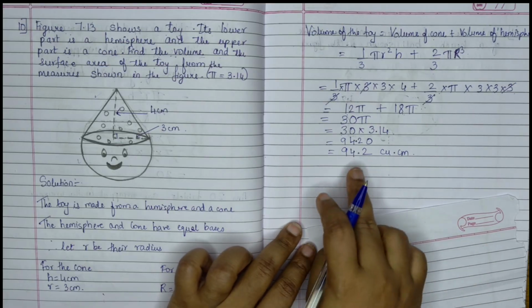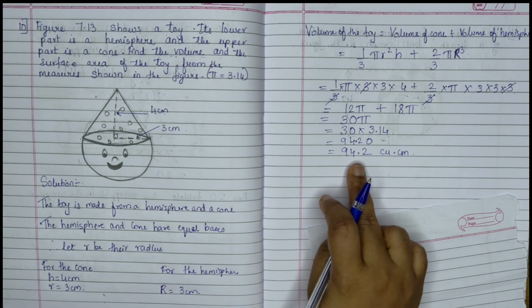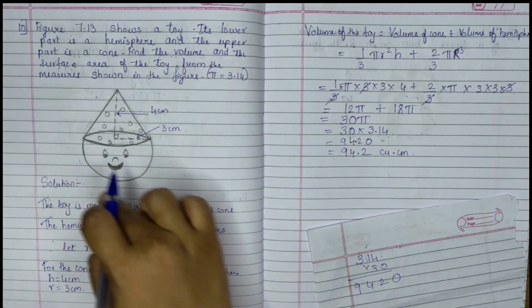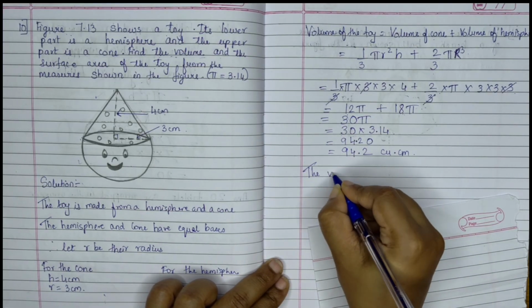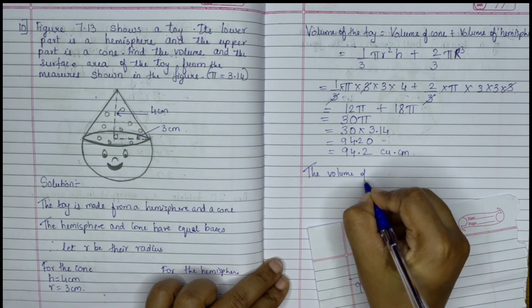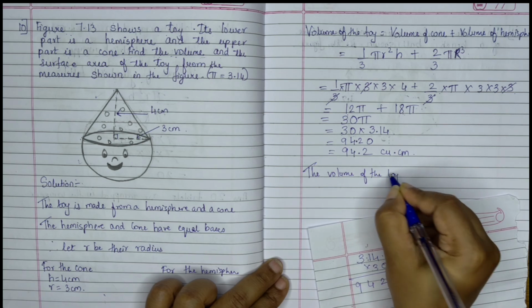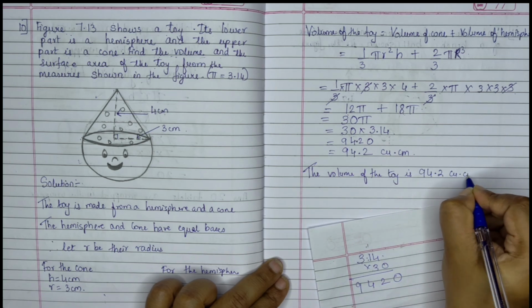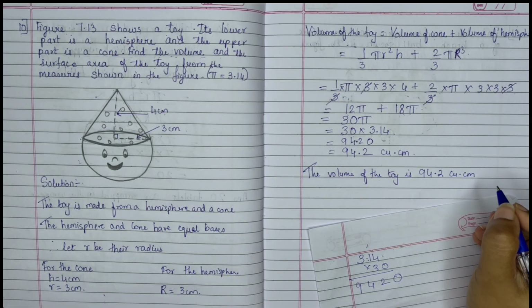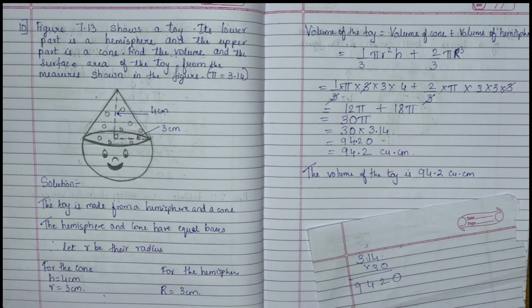centimeters. Okay, so now we have found the volume of the toy. We got the whole volume of the toy. So we can write volume of the toy is 94.2 cubic centimeters. Understood?